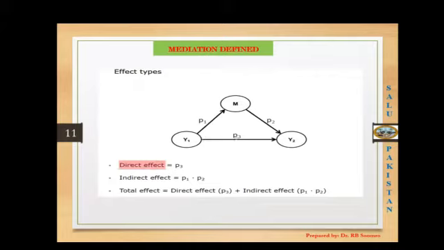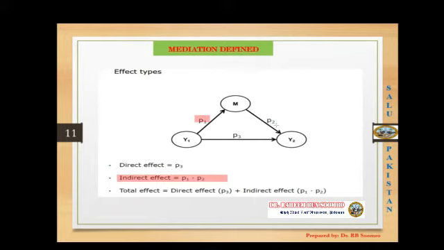This is the direct effect, where P1 has an impact or effect on P2. Now this path we are calling path P3, the third path. And for the indirect path, there are two indirect paths, P1 and P2. So these are the two indirect paths, and then the total effect, that means P1, P2, and P3, all are the direct effects.